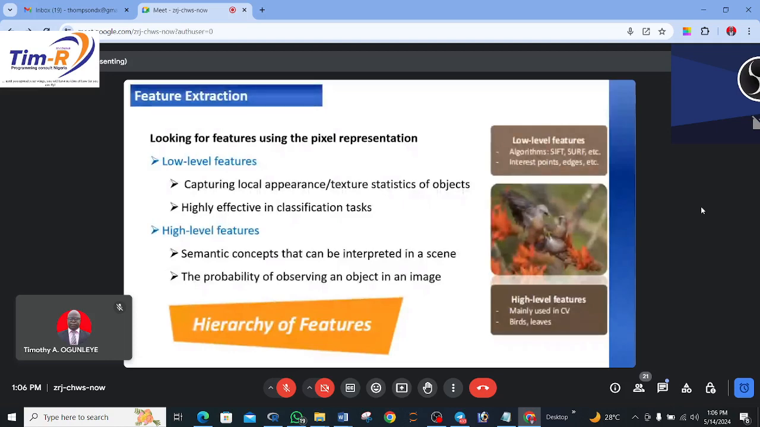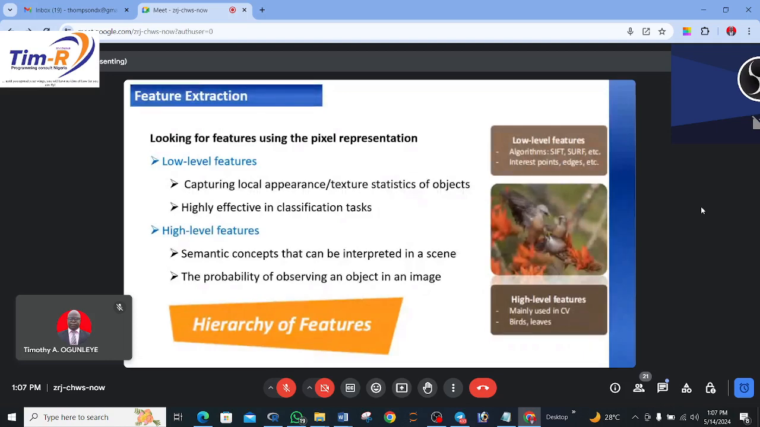For low-level features, the algorithms are SIFT, SURF, etc. We have the interest points, the edges, the corners, etc. So that's for the low-level features. Now, for the high-level features, we have semantic concepts that can be interpreted in a scene, and we also have the probability of observing an object in an image. That's for the high-level features.